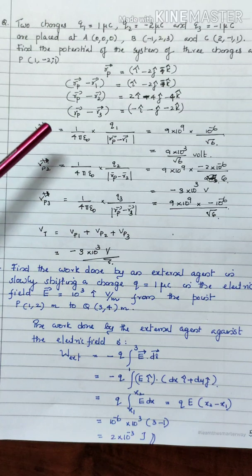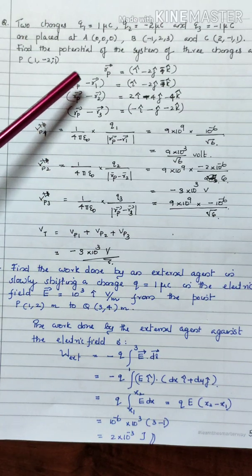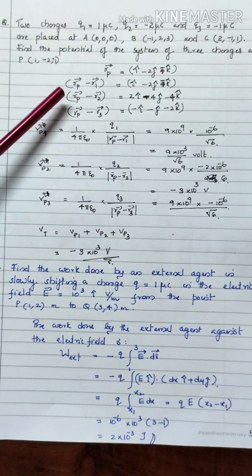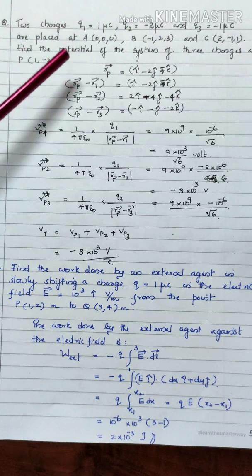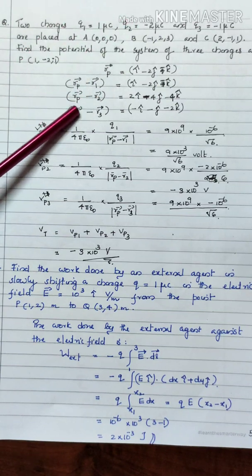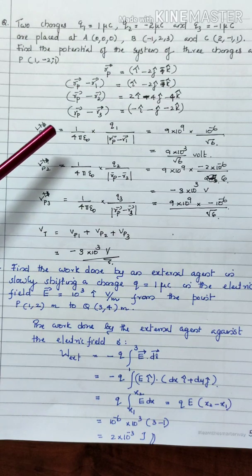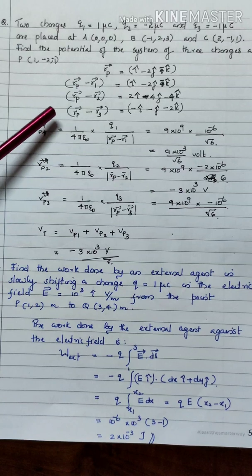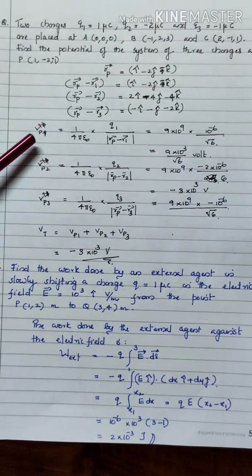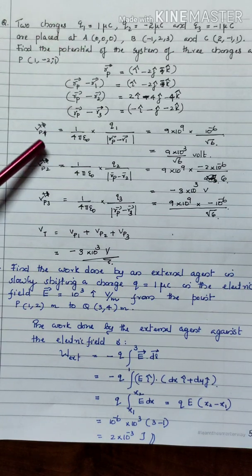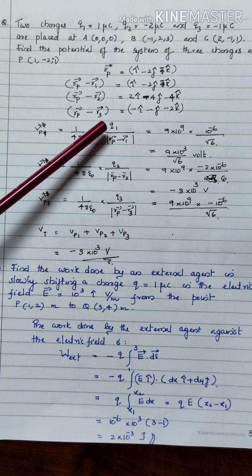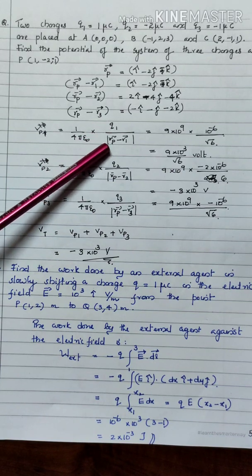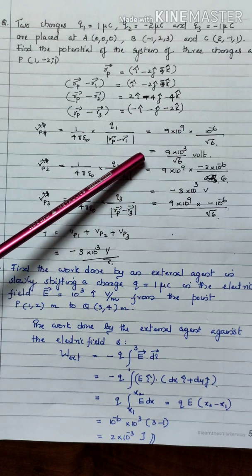Then at first we can find the position vector of the first particle with respect to this point. So that is Rp minus R1. It is a very important concept. Then we can find what is Rp minus R2 and Rp minus R3. See, by knowing these position vectors, you can easily find the potential at the point P due to the first one, that is equal to 1 by 4 pi epsilon 0 into Q1 divided by the magnitude of Rp minus R1. So you can directly substitute the values.